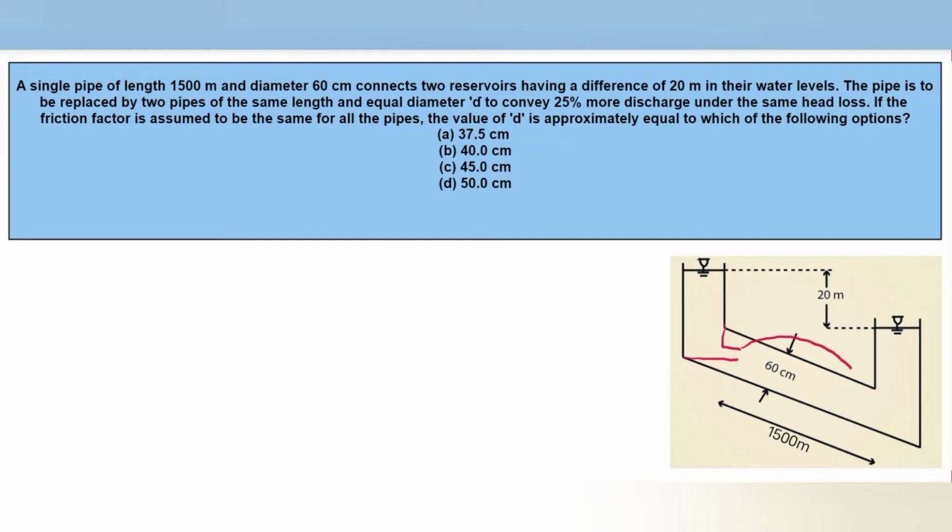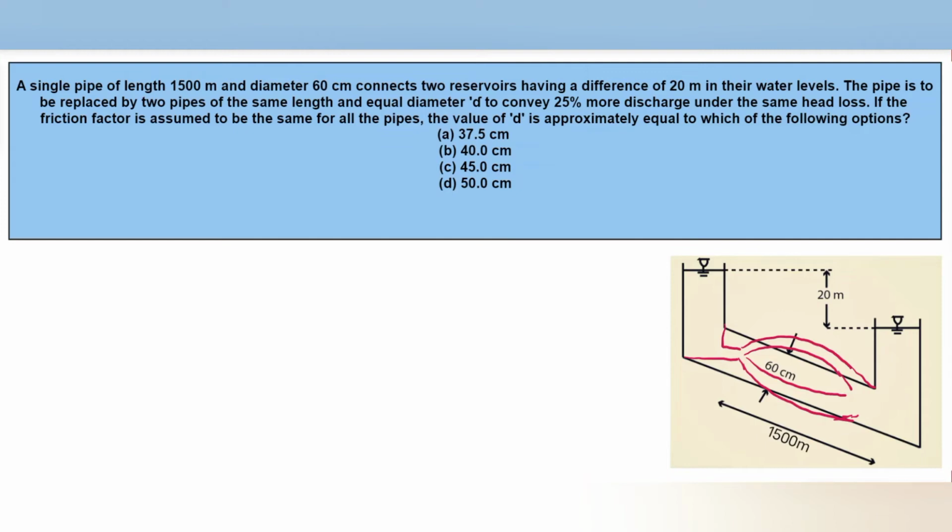Here it is said that we have to replace the single pipe with two pipes. So here suppose I'm taking the two pipes like this in parallel. Then after, again it will become a single pipe. Initially it was a single pipe, we replaced it, made it as two pipes which are connected in parallel, and then again it is becoming a single pipe.